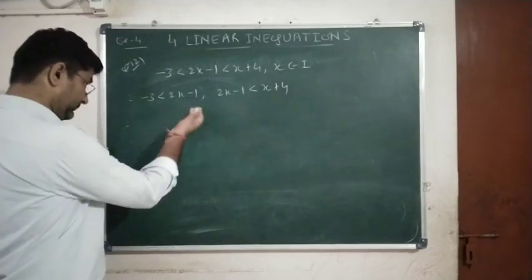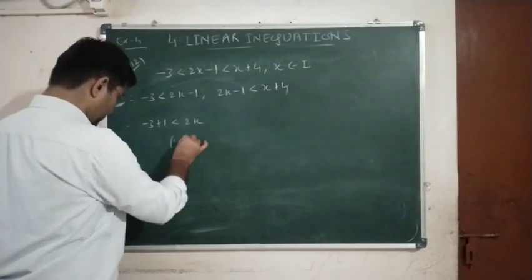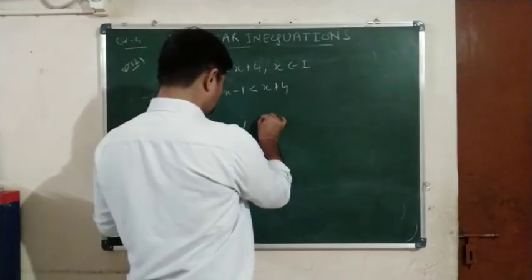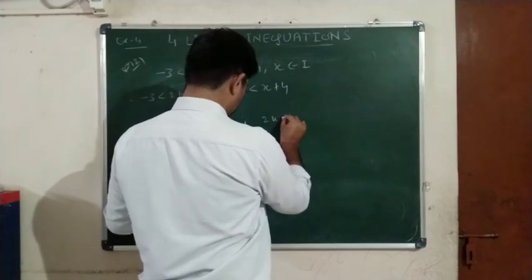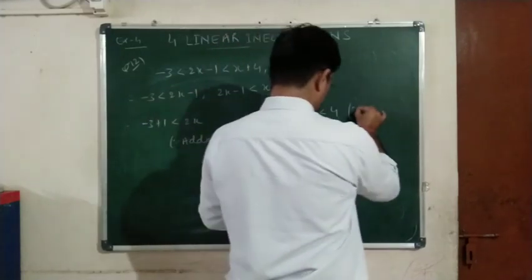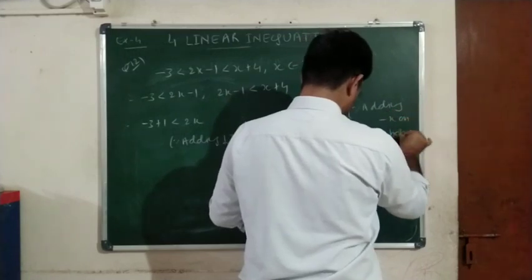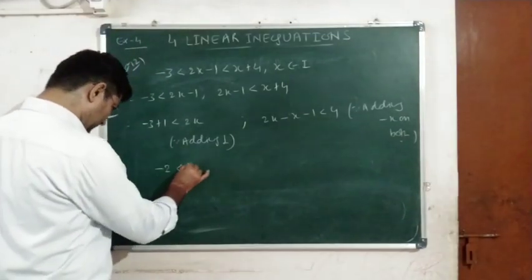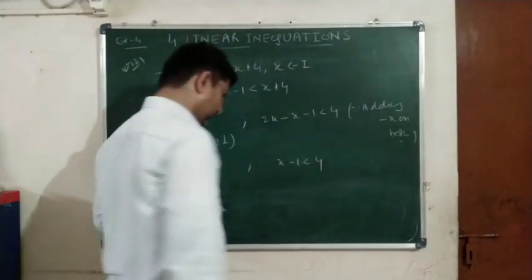Over here, minus 3 plus 1 is less than 2x, since adding 1 on both the sides. And over here, 2x minus x minus 1 is less than 4, adding minus x on both sides. So here we will get minus 2 is less than 2x, and over here you will get x minus 1 is less than 4.